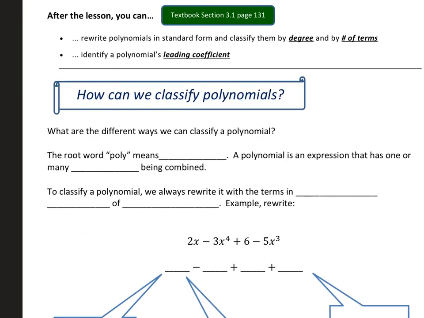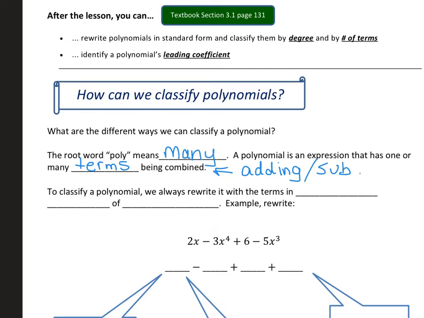How can we classify polynomials? Well, let's first talk about what a polynomial is. The root word poly means many. So a polynomial is an expression that has one or many terms being combined. And combining is what we do when we are adding and subtracting. So combining does not mean multiplication or division.